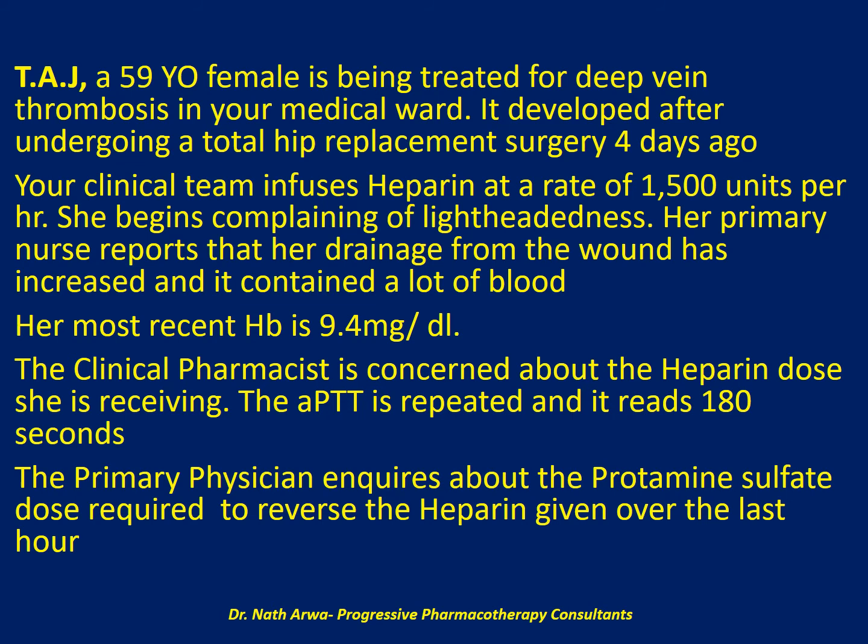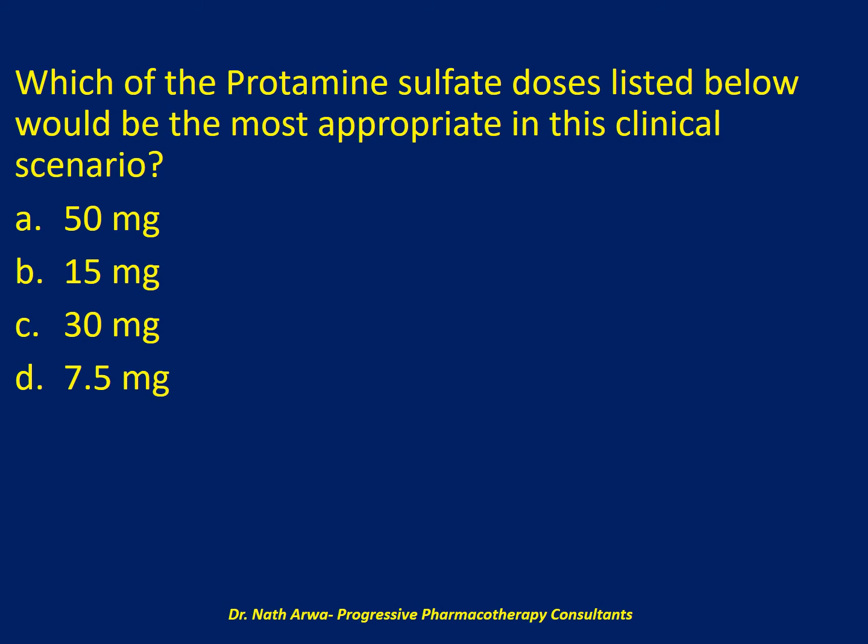And T.A.J.'s most recent Hb is 9.4 milligrams per deciliter, and the clinical pharmacist is concerned about the heparin dose she is receiving. The APTT is repeated and it reads 180 seconds. The primary physician inquires about the protamine sulfate dose required to reverse the heparin given over the last 1 hour. So my question to you is, which of the protamine sulfate doses listed below would be the most appropriate in this clinical scenario? Would it be 50 milligrams, 15 milligrams, 30 milligrams, or 7.5 milligrams? I'll give you 10 seconds to choose the correct answer.